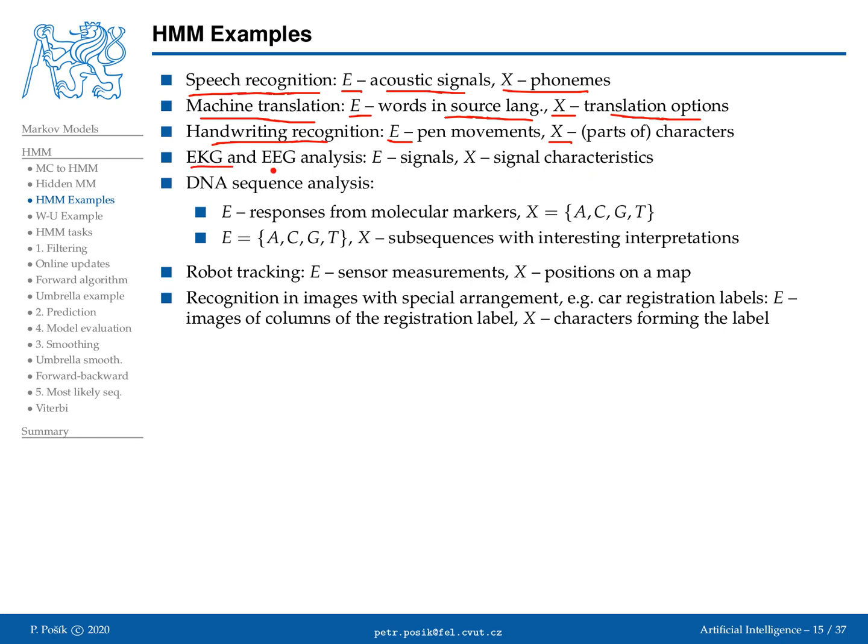In time series analysis for biological signals like EKG or EEG, you observe the signals and you try to estimate the hidden signal characteristics, meaning whether the signal is in a normal state or some abnormal state, for example. Et cetera. There are numerous applications of hidden Markov models, with different meanings of observations and hidden states for each application.